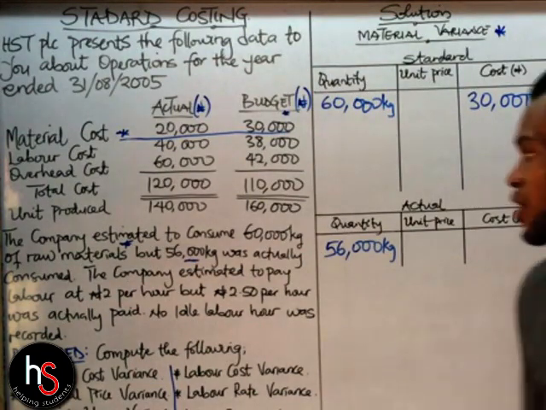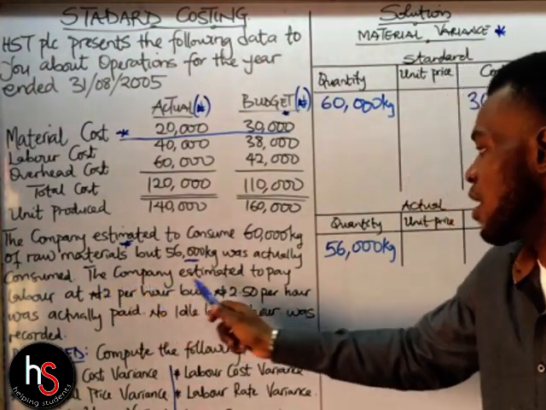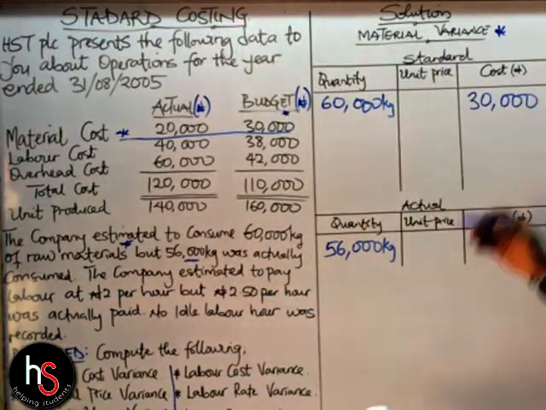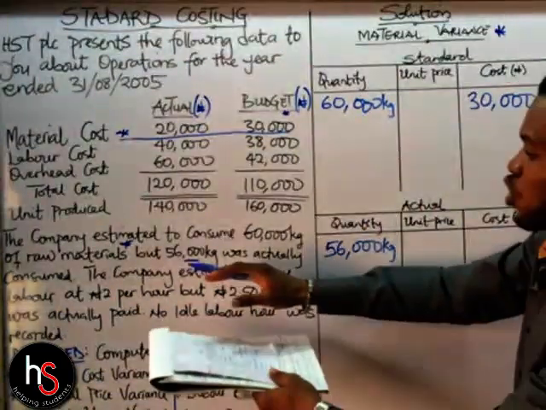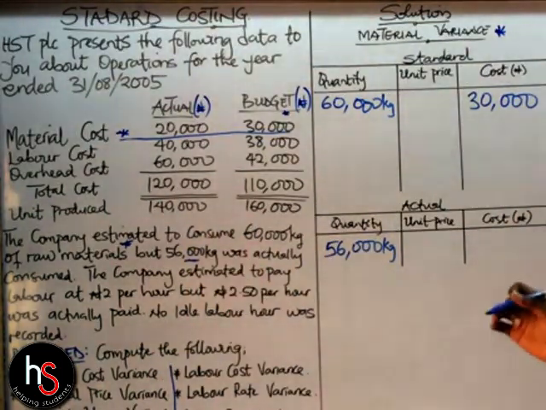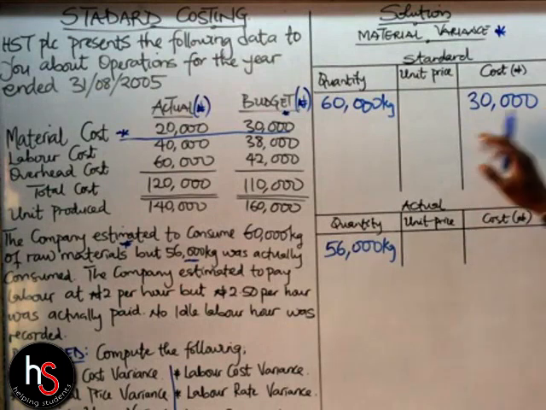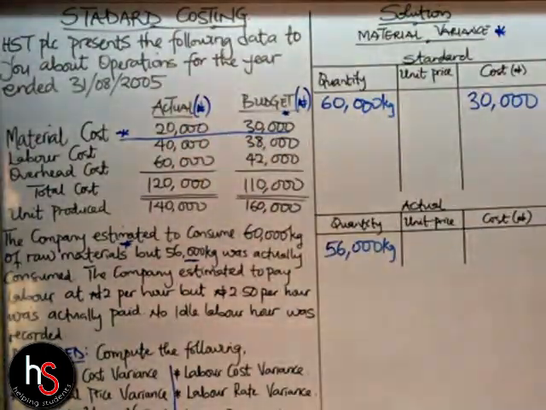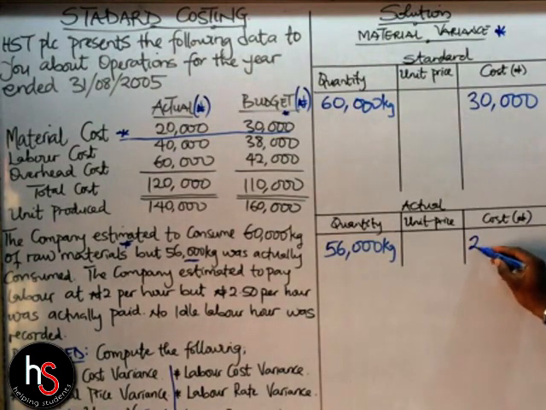So let us continue reading. It says the company estimated to pay labor. So this has to do with labor. Right now we're dealing with material, so we're going to stop here. Let us get the values which we need on other ones. Meanwhile, since our standard cost is 30,000, it actually means that our actual cost is what? 20,000. So we have 20,000 here.